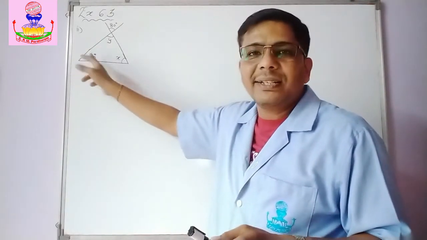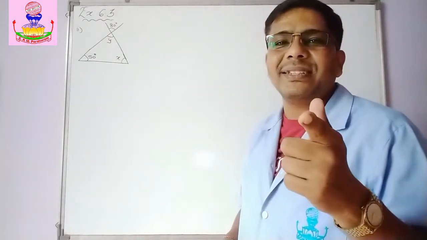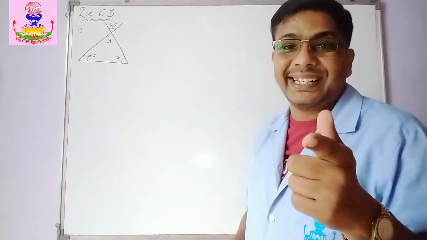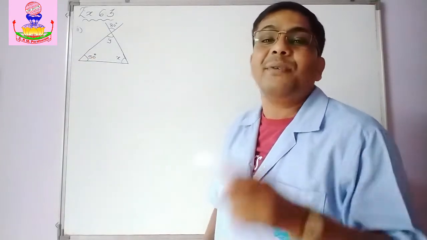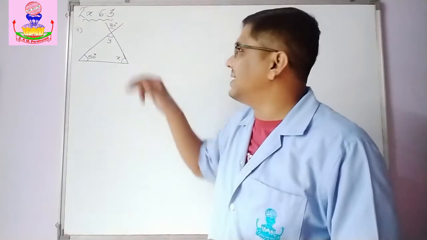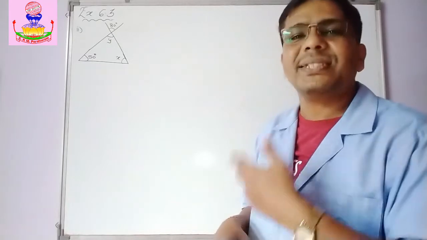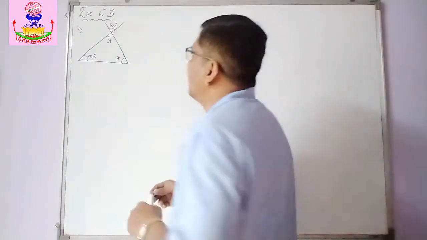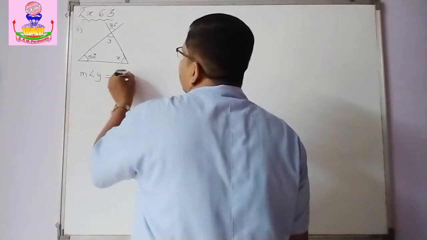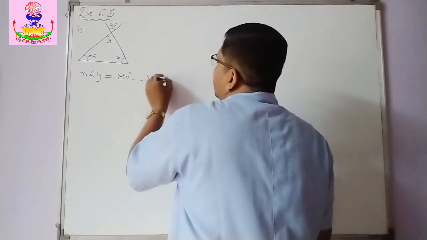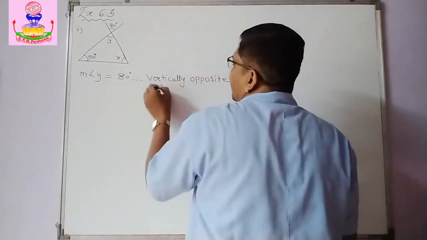Now, I got the value of y, 80. I know this is 50. Can I find the value of x? Yes. How? Exactly, I can find it by using the angle sum property of triangle. If this is 80, if this is 50, 80 plus 50, 130. And 180 minus 130, how much is it? Yes, it is 50 degree. Okay, so let's go for the solution. Measure of angle y is equal to 80 degree. Reason, vertically opposite angles.